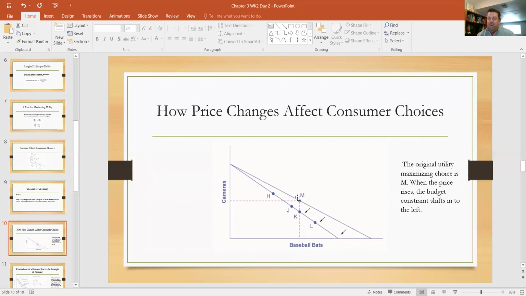I think in this case, this is a price change in baseball bats where the price increased, therefore the curve shifts backwards. So you'll buy fewer baseball bats, but you can see that it doesn't affect the number of cameras that you're going to purchase quite as much because you may not need as many cameras as you need baseball bats.